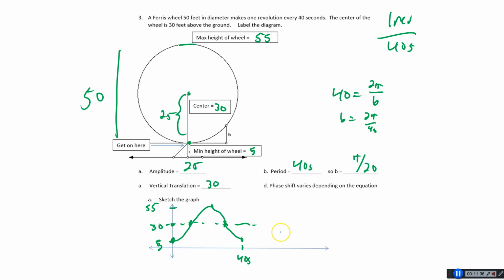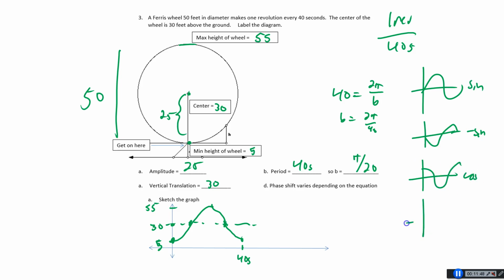So I say the phase shift depends on the equation. Remember, we have 4 choices for the equation. We could use sine, negative sine, cosine, or negative cosine. It looks like the way that it's set up, negative cosine is probably our best option. But we could use whatever we want, right? This point is 20 seconds, this point is 10 seconds, and this point right here is 30 seconds.